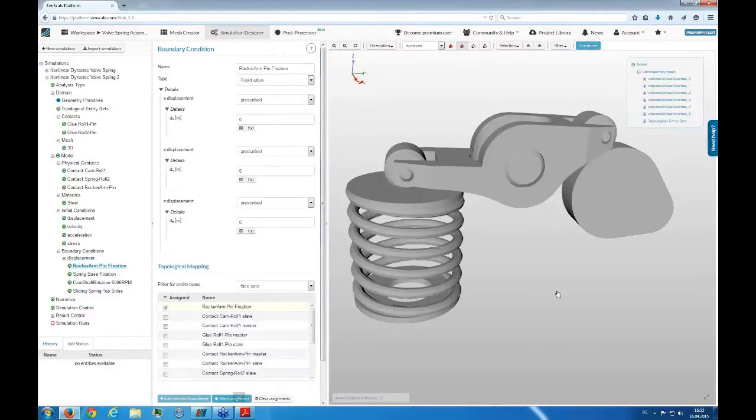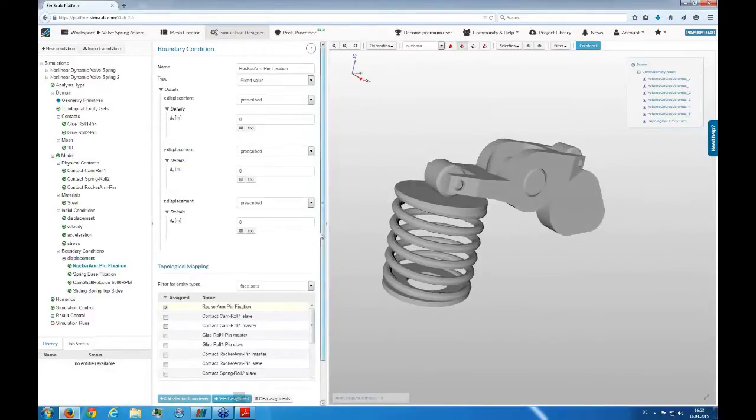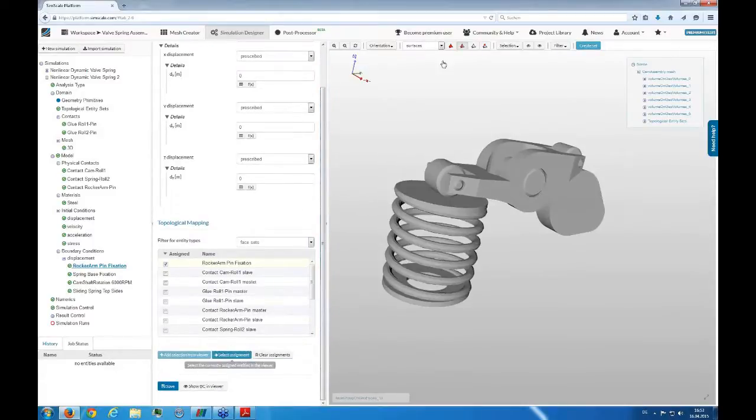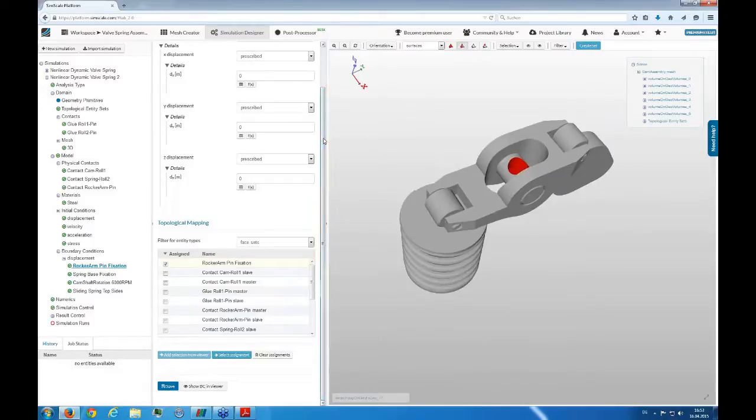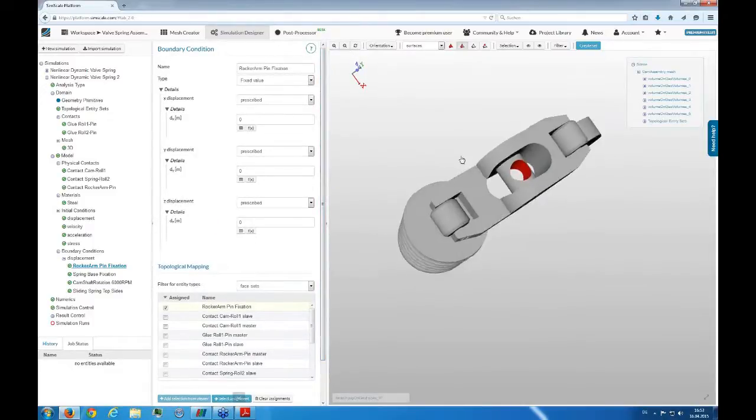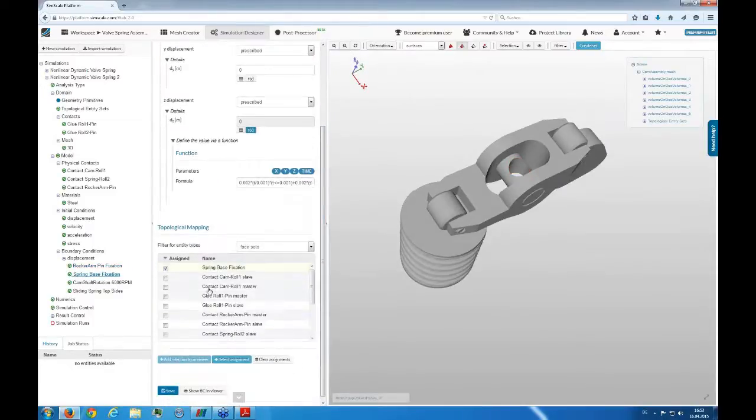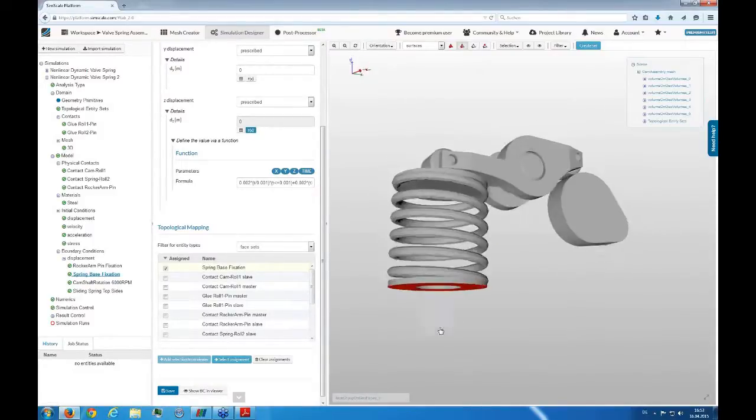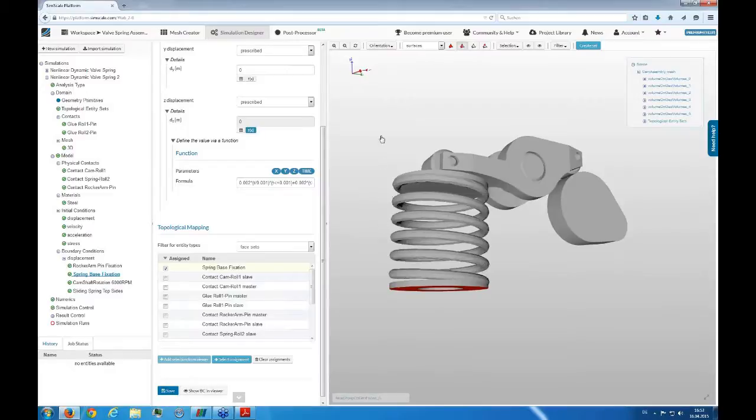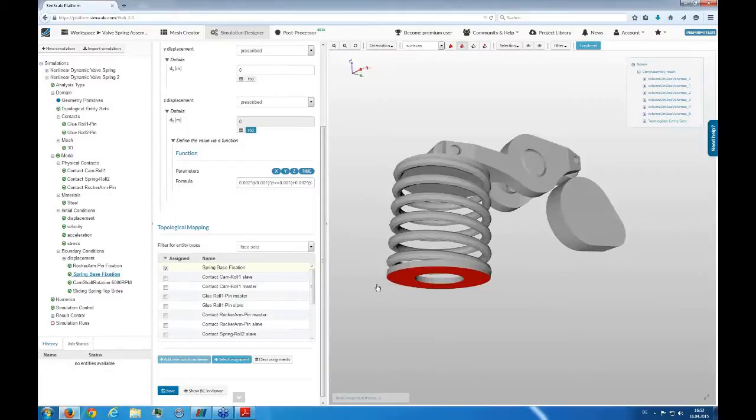We just used 4 boundary conditions to define the whole process. First of all, we just fixed the pin of the rocker arm here in all 3 directions. The same we do with the base of the spring, except that for the Z direction, which goes upward, we move it a little at the top in the first time step, just to simulate the pre-stress that the spring has.